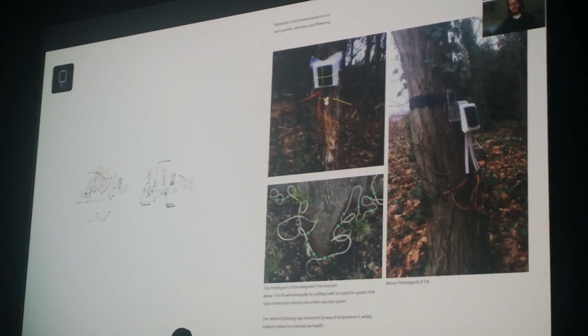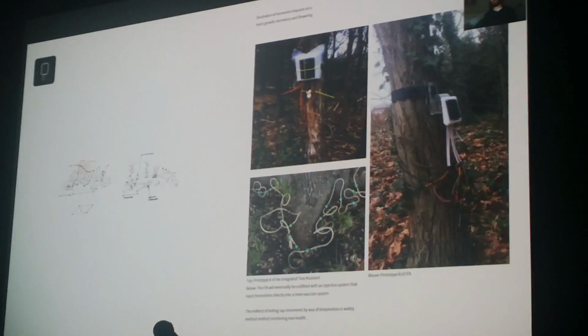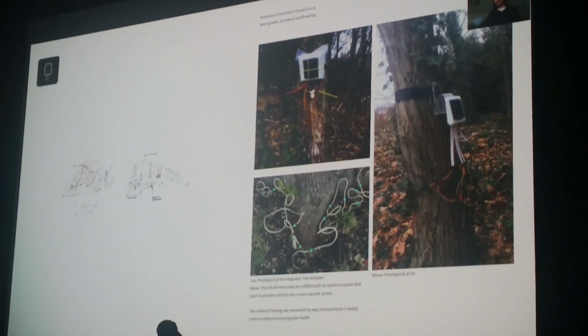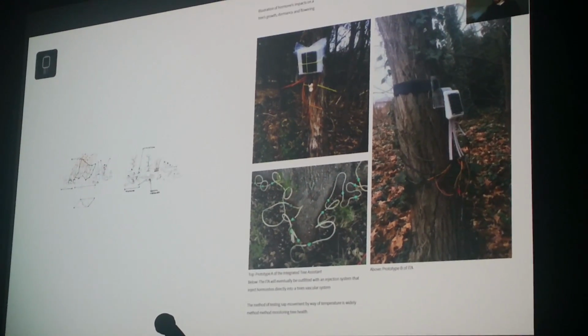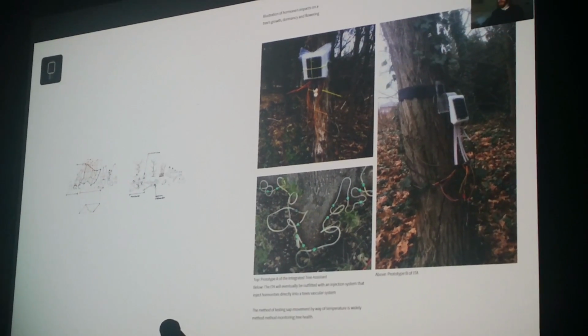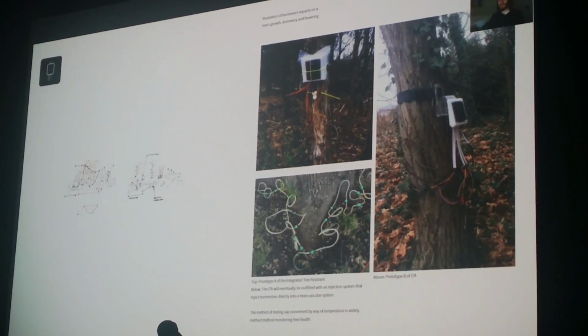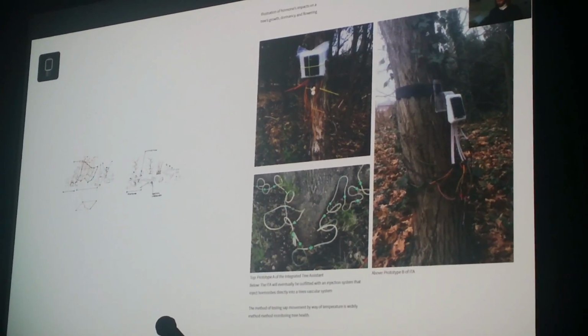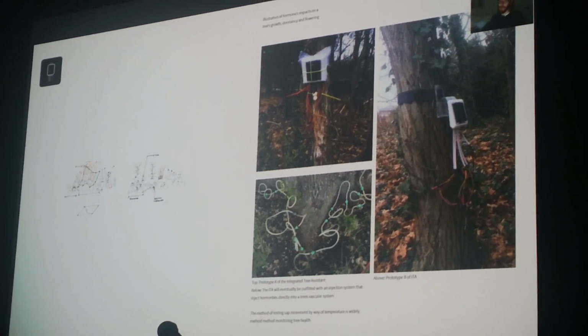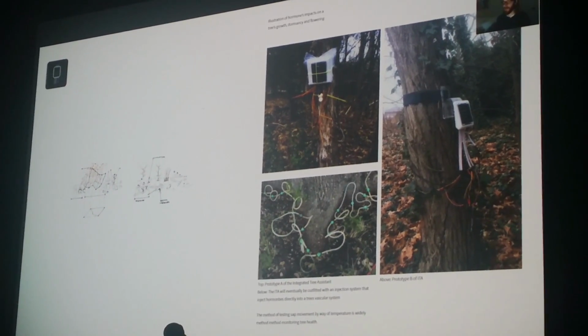And so, adding to the whole plethora of plant surveillance, plant monitoring, I developed the integrated tree assistant, which here on the top left of the images, you see the first prototype, and here on the bottom right is the second prototype, which is currently in the works.